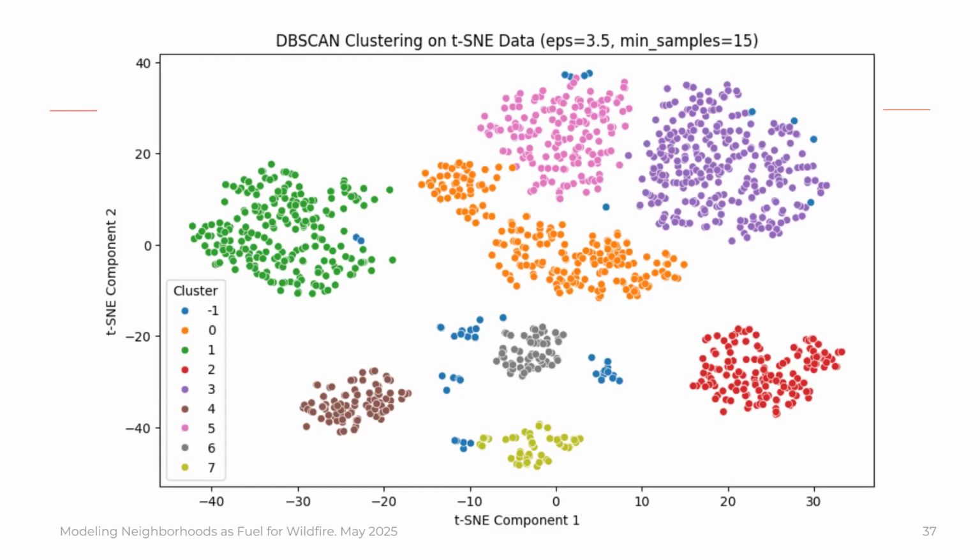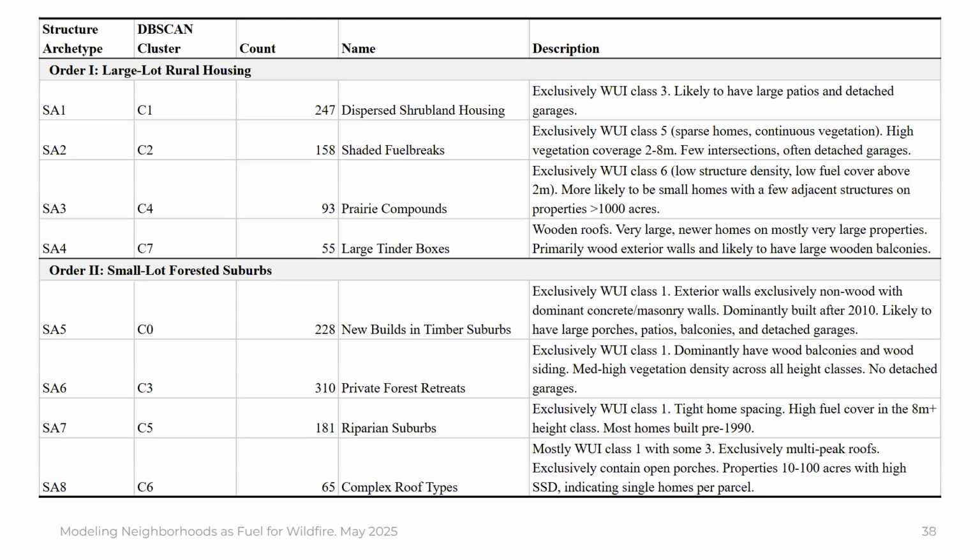So I'm going to go over what all these clusters mean, because after labeling them, I needed to organize and describe them. And when I did that, they came into this kind of taxonomic structure where there were two orders. Order one is large lot rural housing, and order two is small lot forested suburbs. And I should note here that this is using the data for the structures that we had rapid wildfire risk assessments for, and they didn't do any structure assessments in like a dense neighborhood. So these are all kind of rural housing.